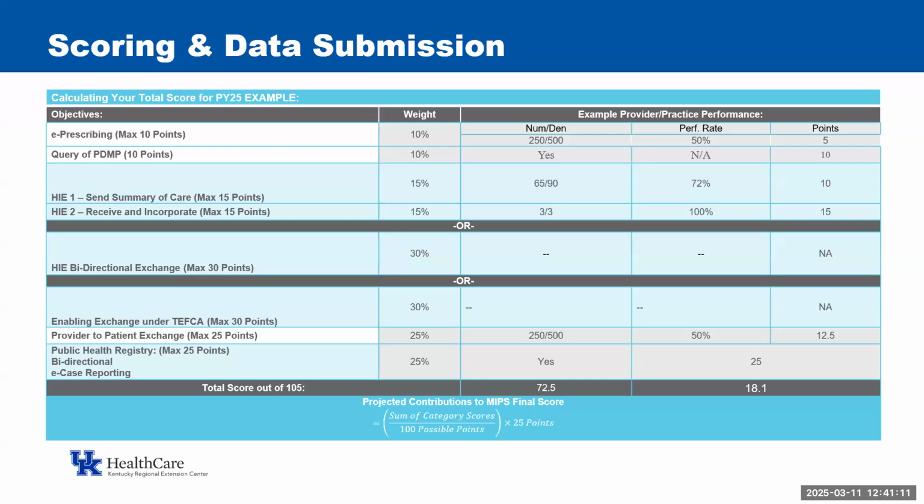If you look down there at the blue box below the table, you can see how the category is calculated. So you take that raw score and divide it by the 100 possible points, and then you multiply that by 25 to get your score of 18.1 points that contribute to the clinician's final score.